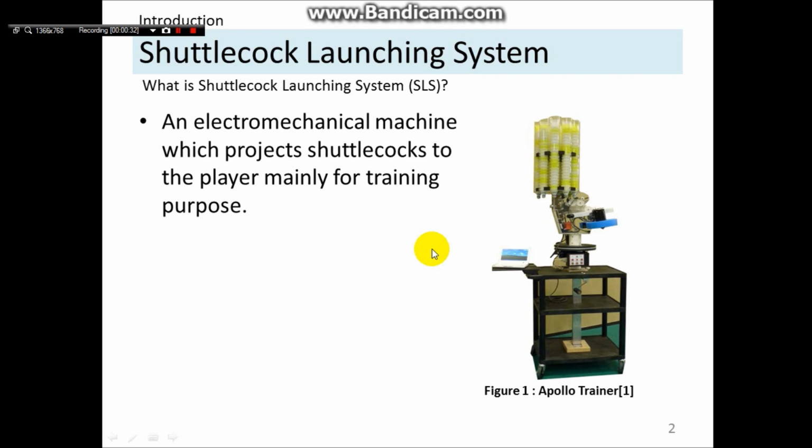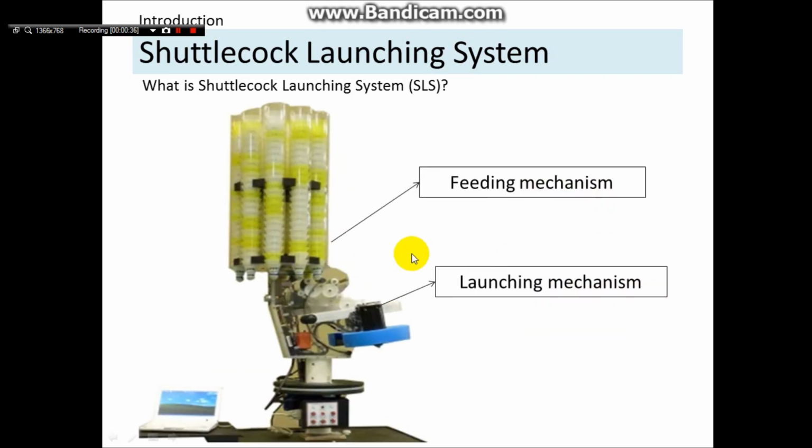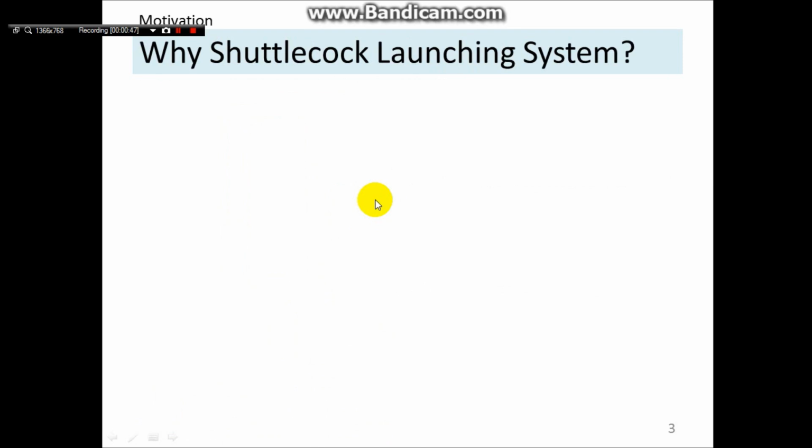Figure 1 shows one of the products available in the market, and the SLS machine basically contains two parts. First is the feeding mechanism and second is the launching mechanism. Why do we need shuttlecock launching system?